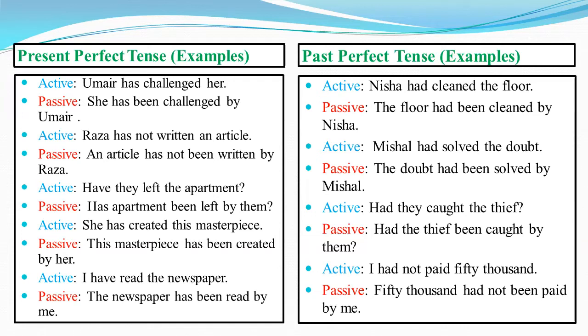Okay, here is an interrogative sentence. Had they caught the thief? Question mark. And the passive voice is: had the thief been caught by them? Question mark. Here is another sentence. I had not paid 50,000.